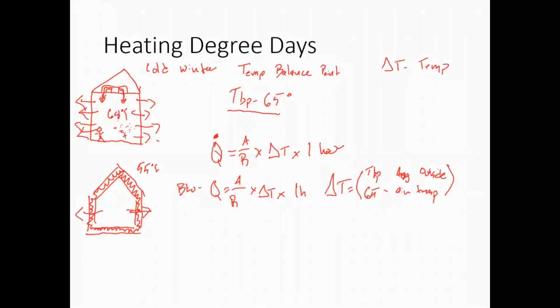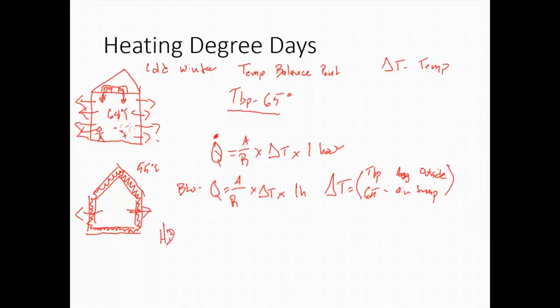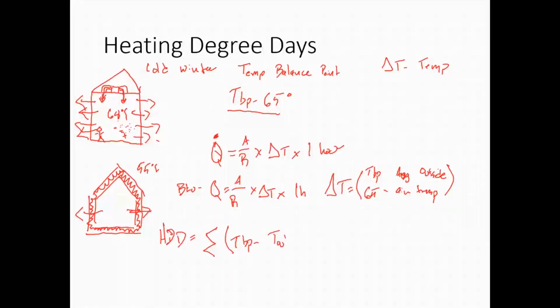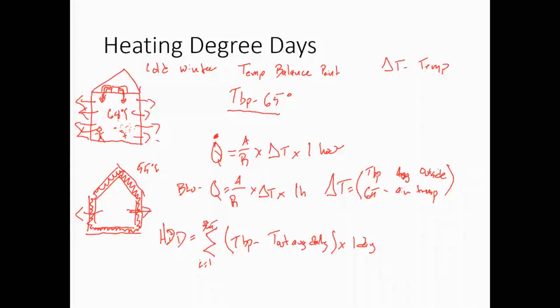So in practice, this equation looks like, so our heating degree days, we're taking the sum, that means we're summing balance point minus temperature out, average daily, times 1 day. So we're doing it at time step 1. We're doing this for 365 days a year. So the thing is, we're trying to look at heating energy.